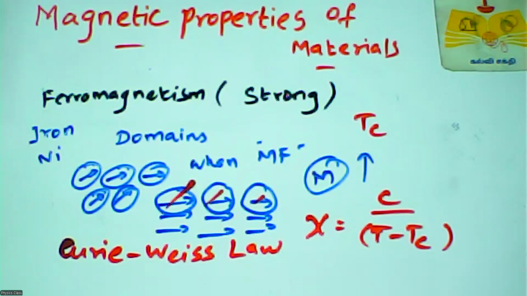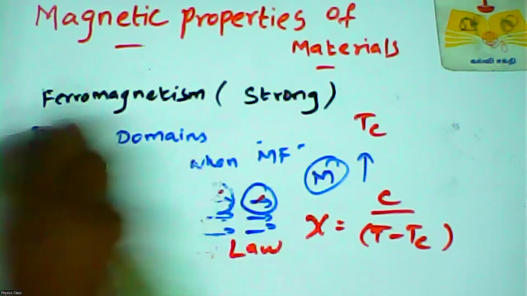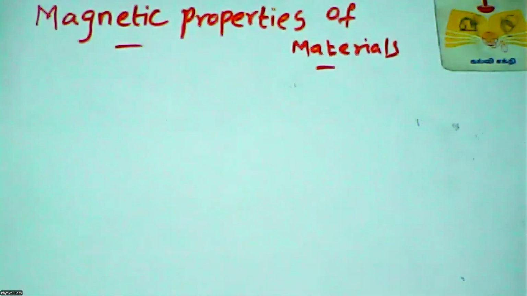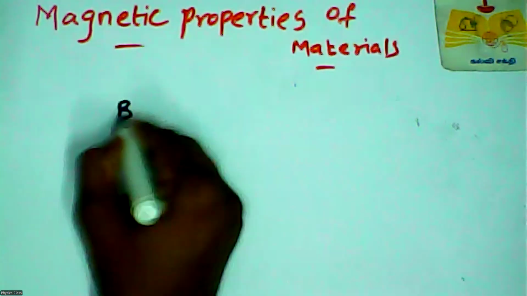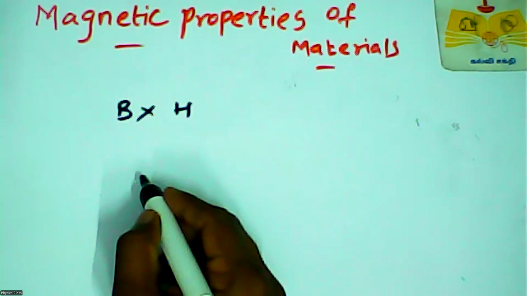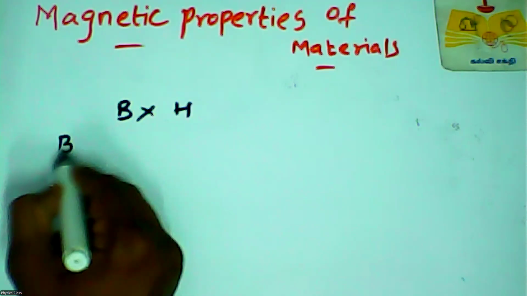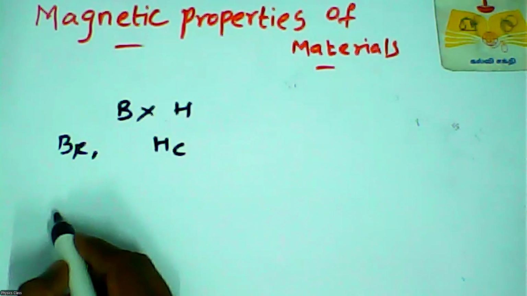So these are all for this topic, the hysteresis loop. The hysteresis loop means the magnetic field B inside the ferromagnet does not linearly follow the magnetic intensity H. B inside depends on the material's magnetic history. So, retentivity BR and coercivity HC.